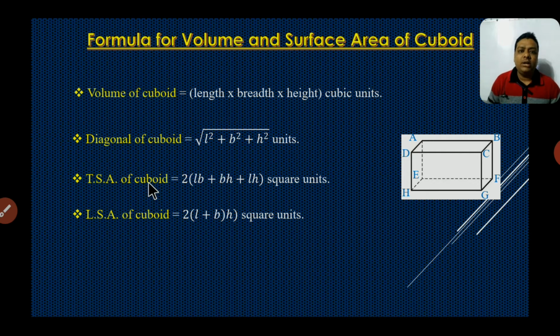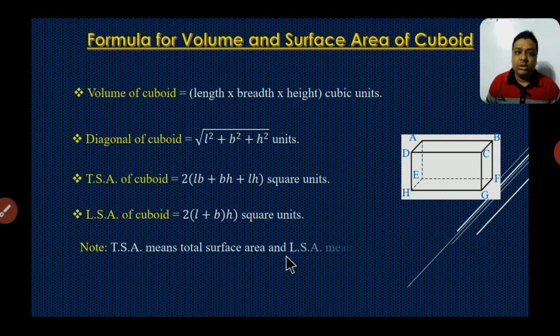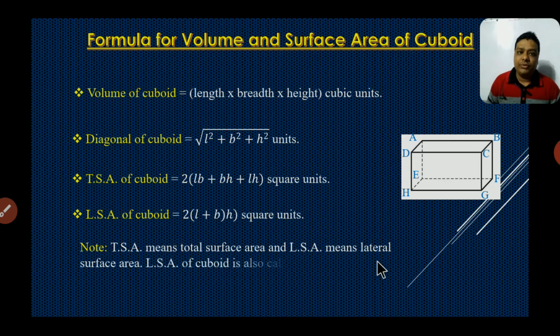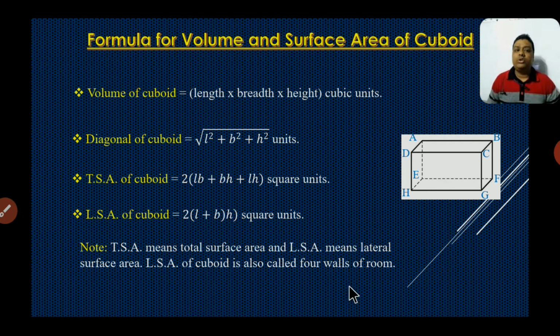Since total surface area and lateral surface area are both areas, we write square units, but for volume we write cubic units. And diagonal is a length only, so we write units only. Okay, students? TSA means total surface area and LSA means lateral surface area. LSA of cuboid is also called the 4 walls of a room. This is the formula for volume and surface area of cuboid, and we will use these formulas to solve questions based on it. So let's move to the next part.